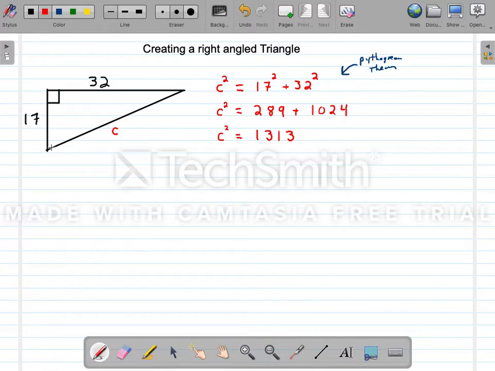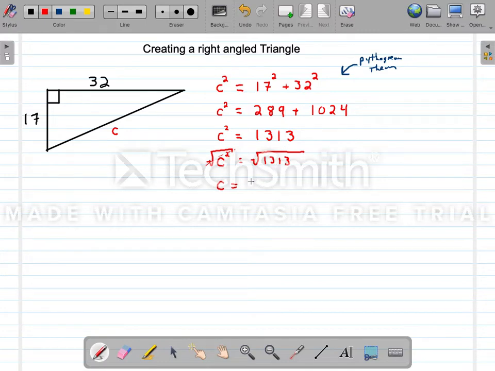So to get the actual side length, so then C, what we're going to do is take the square root of both sides. So we're going to take the square root of this side here, 1313. Okay, we took the square root of both sides. The square root of C squared is just C. Okay, the square roots cancel. And in your calculator, you're going to put in the square root of 1313. So someone try doing that.